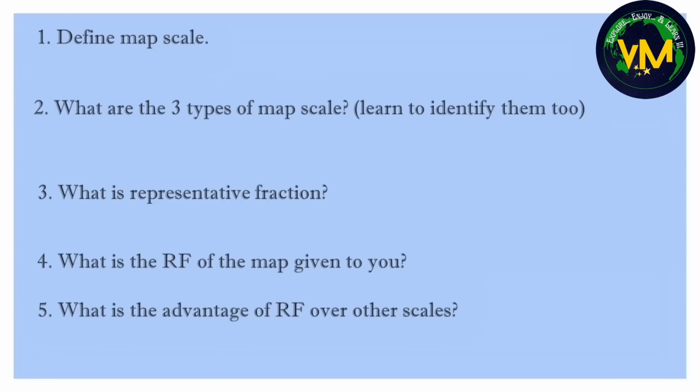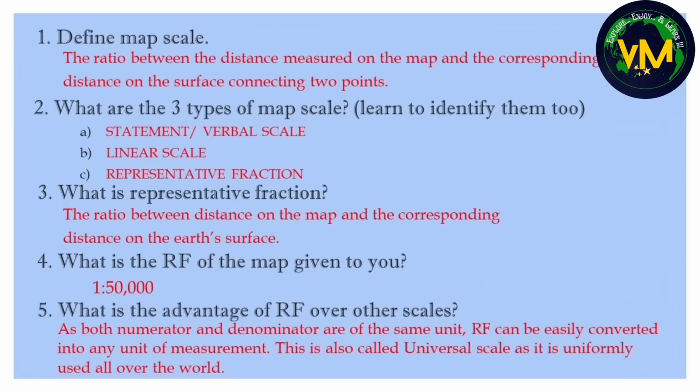These are some important questions with regard to map scale. Those who know the answer, try to write the answer. Others, map scale is a ratio between the distance measured on the map and the corresponding distance on the surface connecting 2 points. And there are 3 types of map scale. One is statement or verbal scale, and the other one is linear scale, and the third one is representative fraction. And what is representative fraction? It is a ratio between distance on the map and the corresponding distance on the Earth's surface. And this is represented in the form of a ratio.